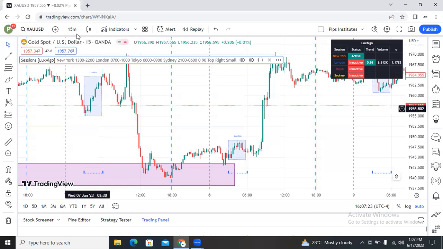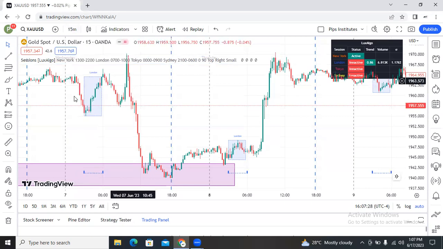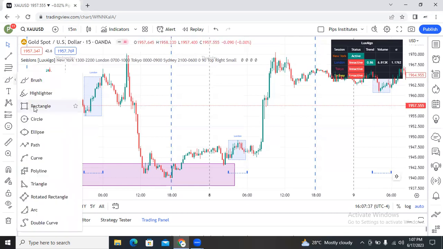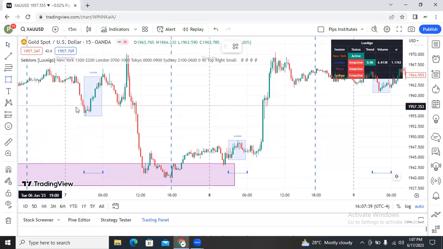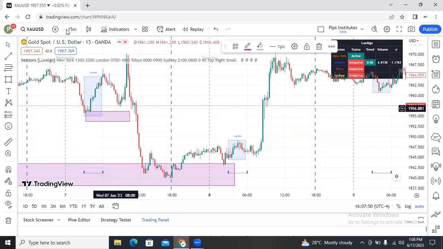Okay, so let's move to the 5 minute time frame. Before we move, let me just mark out this level so that I can easily detect it when I get to the 5 minute time frame. Okay. So let's just go to the 5 minute time frame.